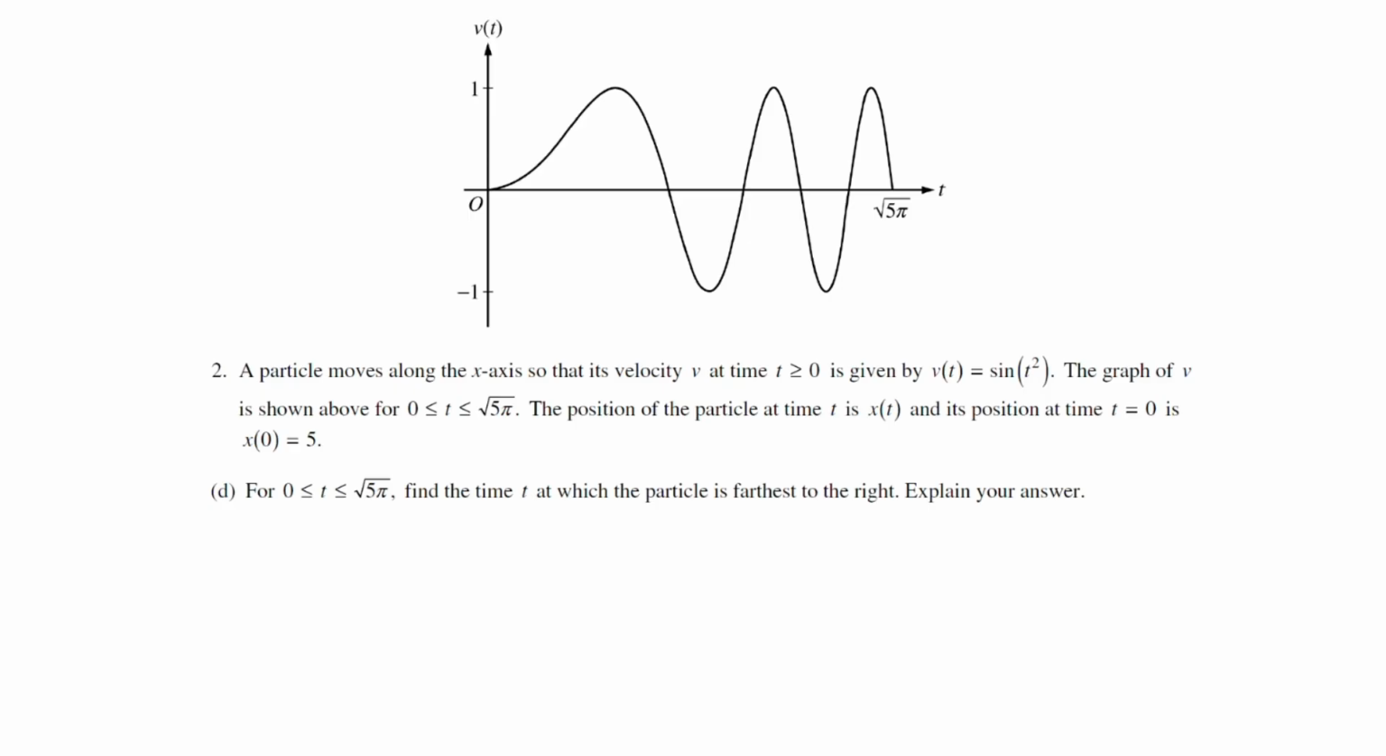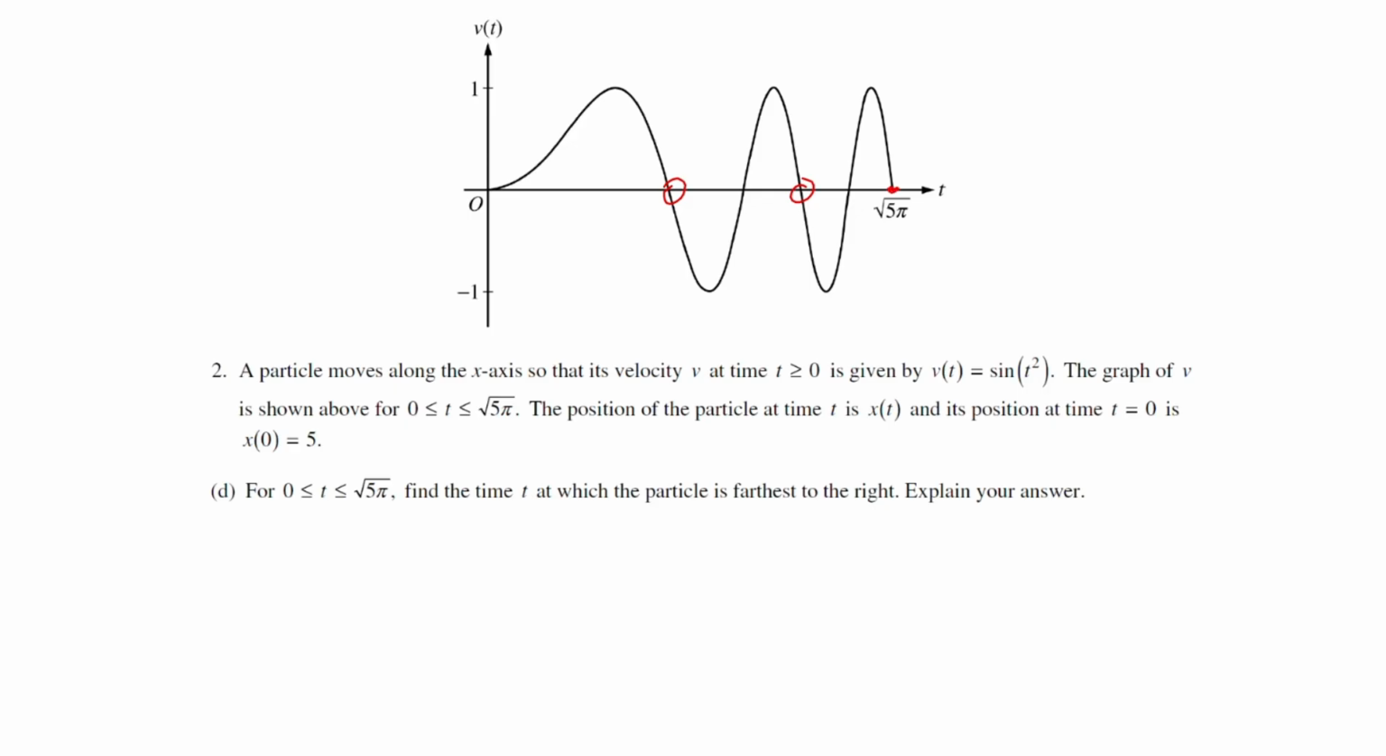In part D, it says on the interval from 0 to root 5 pi, find the time at which the particle is farthest to the right. Okay. So what we need to do is figure out when it's moving to the right. Anytime it finishes moving to the right, we should be able to have a local rightmost point. Right? So it stops moving to the right when the velocity goes from positive to negative. So that's going to be here, and then again here, and then again, of course, at root 5 pi, right?